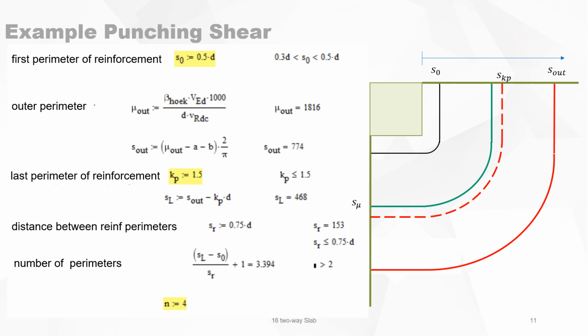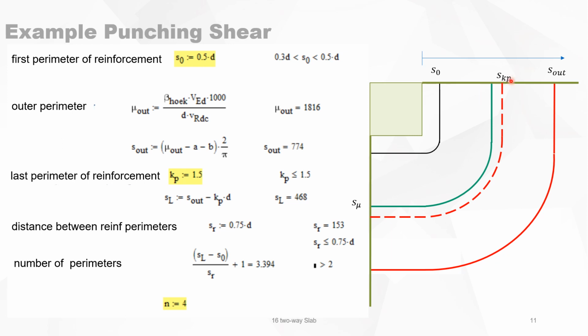Then u_out, the outermost perimeter, we calculate it, and it is 1816 millimeters. Now we convert that to a distance s_out, just turning around the formula, and we get s_out is 774. That's the blue line from there to there, it's 774 millimeters. For the last perimeter of reinforcement, we used kp equals 1.5. It should be smaller than 1.5, we take 1.5. And then you see the s_L, that's from there to there, voila.